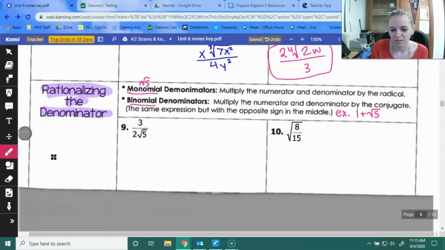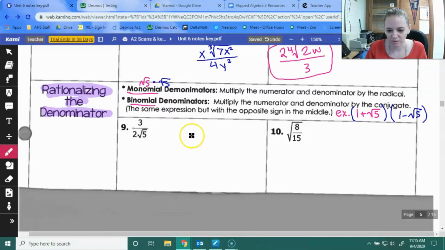So this means that in the monomial case, you would multiply it by itself. But in this case, you would multiply it by its conjugate, and the conjugate is the opposite sign in the middle. So it's the same expression, but with the opposite sign, so 1 minus radical 5. Okay? So that's the idea, and you'll see what I mean when we actually do an example.